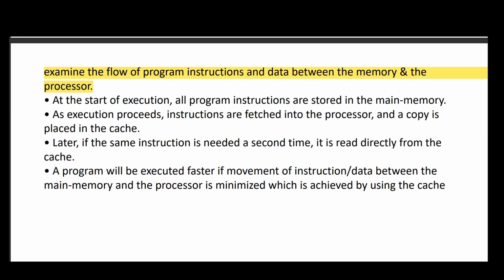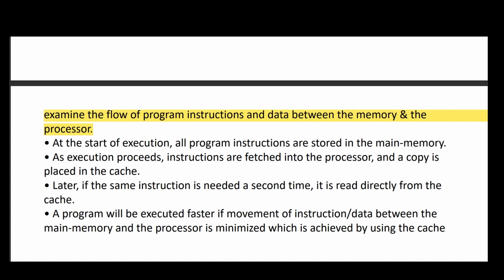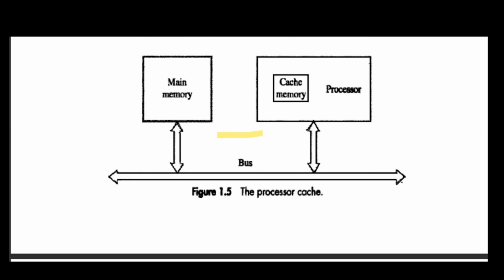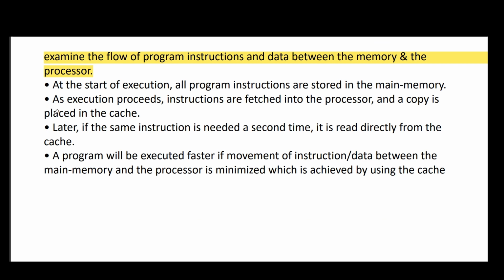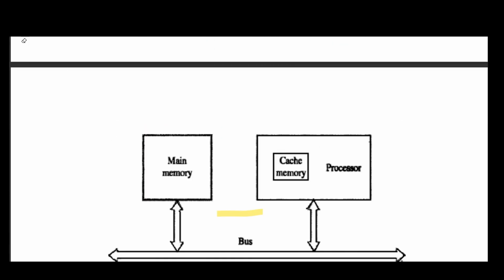At the start of execution, all program instructions are stored in the main memory. In my previous lecture video I also told you that everything is stored in the main memory, whether it is data or instruction. That is my first point. As execution proceeds, instructions are fetched into the processor. Whenever instructions are executed, whatever it is, data or instruction, I fetch it and place it in my processor. That is my second point.